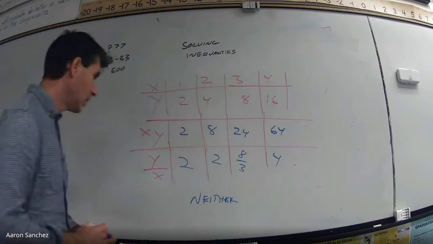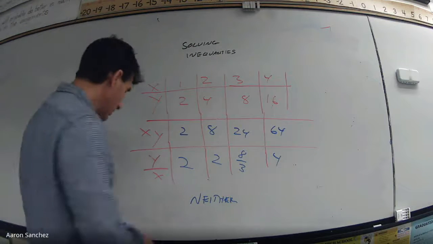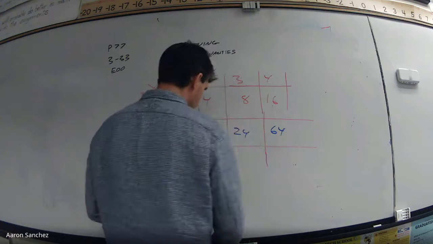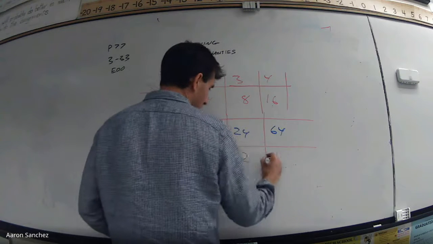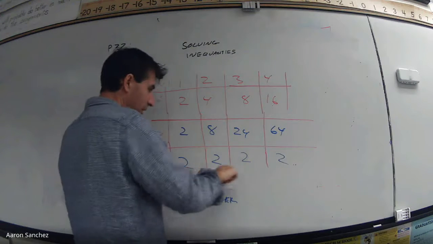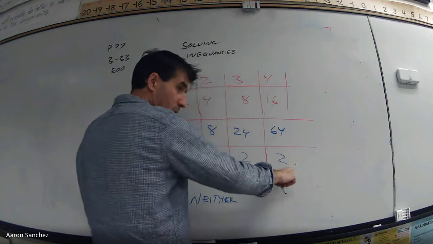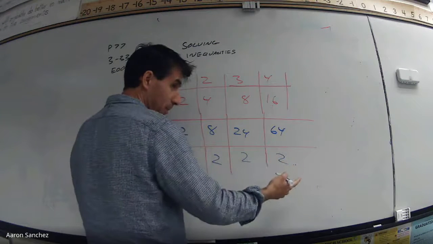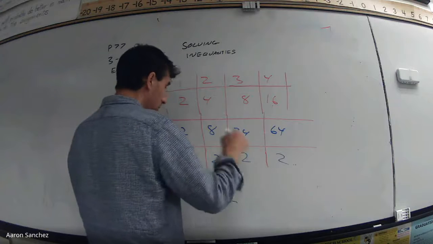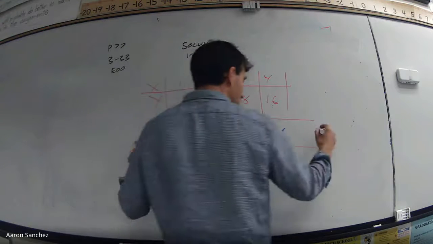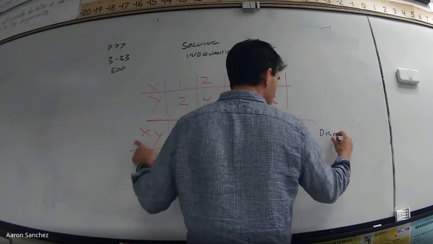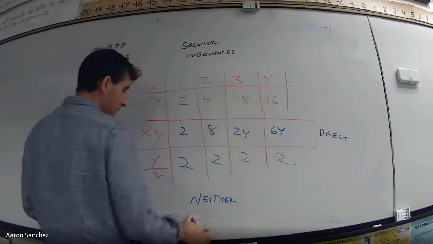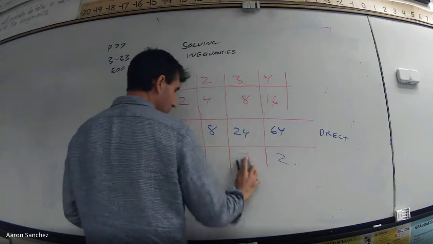Now, if this ended up being, say, 2, like I just divided it and they all ended up being 2, well, then if they're all consistent, it has to be a direct or inverse variation. And it's going to be based on this one because these are different. This would be a direct, because you go with the different one.